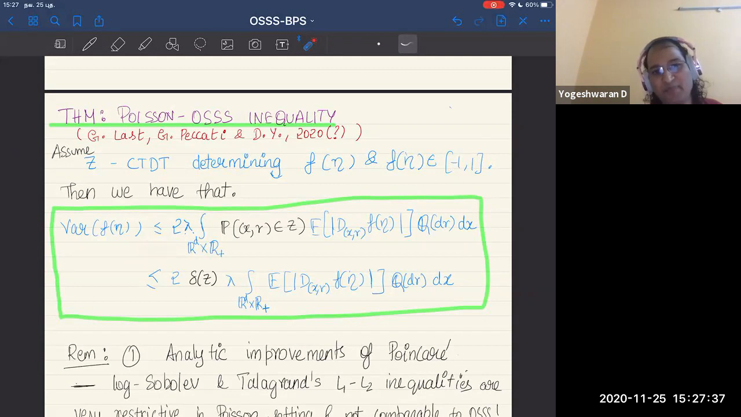But you can really consider various forms of averaging and so on because of the first equality.